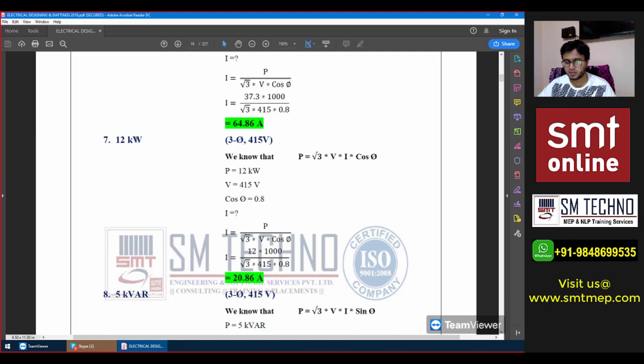Next is 12 kilowatts. This is again an active power, more than 5 kilowatts, so it's a 3-phase system. The formula is P equal to root 3 VI cos phi. Based upon that we are getting the current as 20.86 ampere.